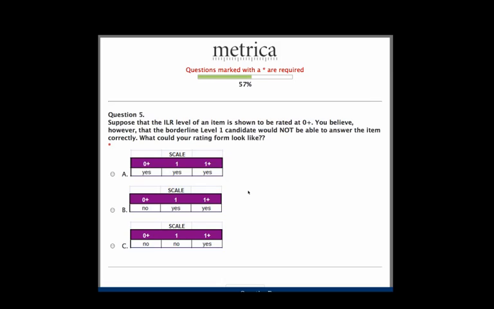Here is a situation where the ILR level of an item was given to you. It's shown to be rated at 0+, but you believe that the borderline level 1 candidate would not be able to answer the item correctly. What could your rating form look like? If you believe that the borderline level 1 candidate would not be able to answer the item correctly, then your rating form should not have a yes in the 1 column. It should have a no. It could look like this.